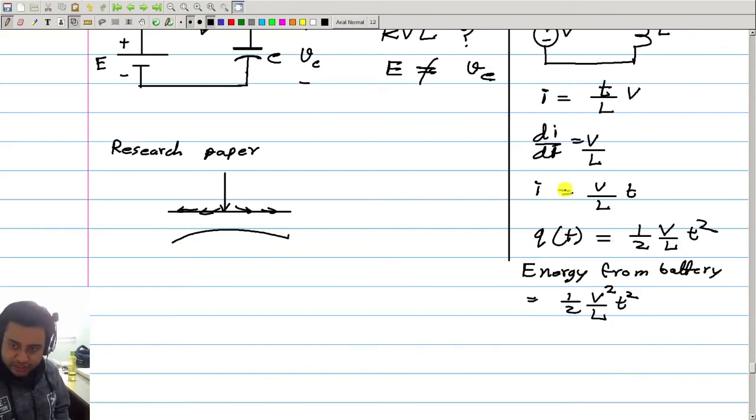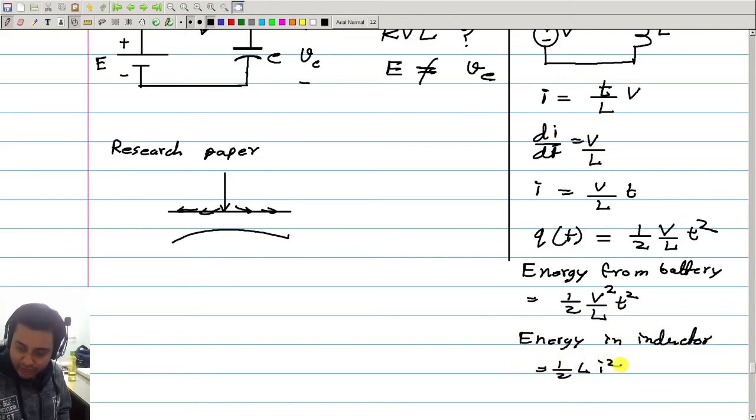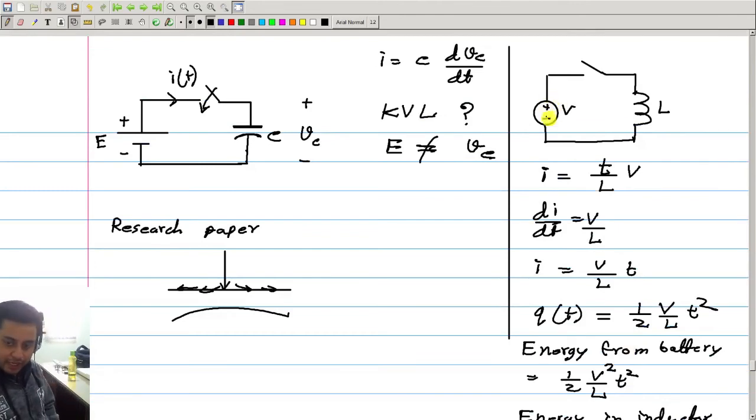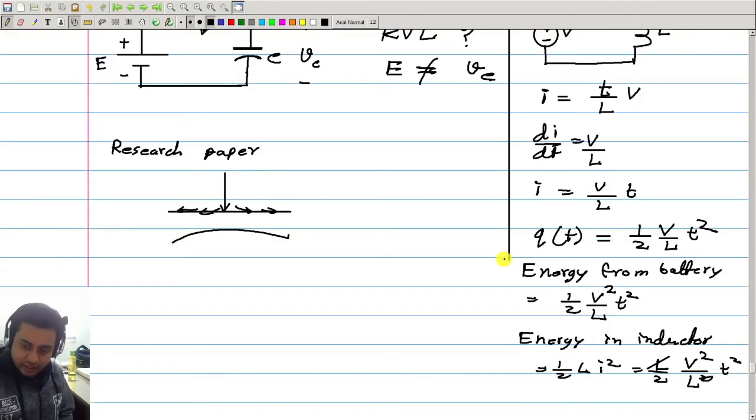And the energy stored in the inductor is half L I squared, and I is V t over L, so that will become half L times V squared by L squared, t squared. So this cancels, and we have exactly the same thing. Whatever energy is supplied by the battery is stored in the inductor. Absolutely fine. Now what was your question here?